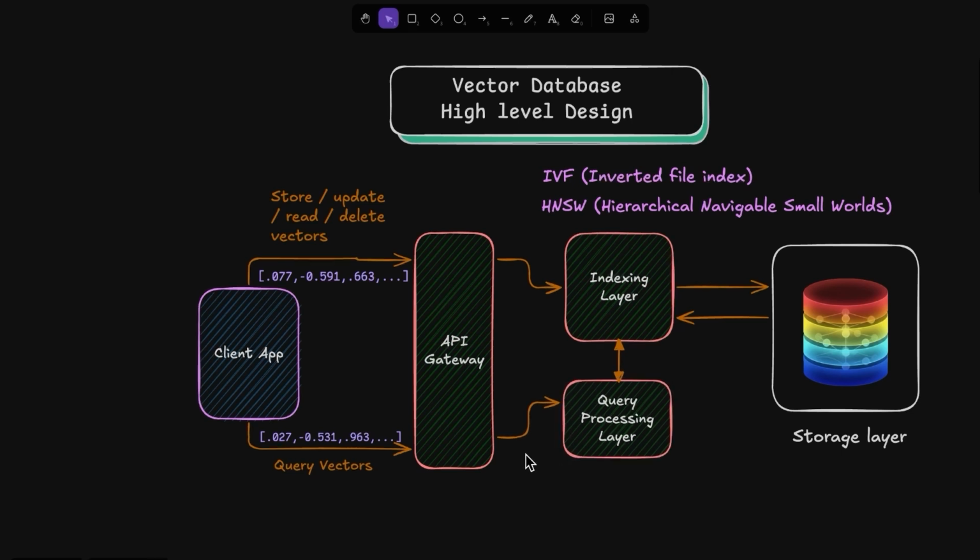Just to recap, these are the key components that you would find in any vector database. You have the API gateway, which is the entry point. Then you have the indexing layer, which ensures that whatever you search is always fast and efficient. Then you have the storage layer, which is for your data persistence. And then you have the query processing layer, which ensures that the query vectors are matched against whatever is stored inside the storage layer. These are the four key components that you would find in any vector database.